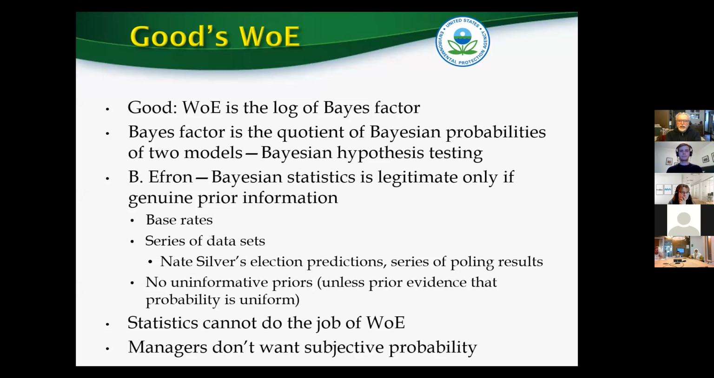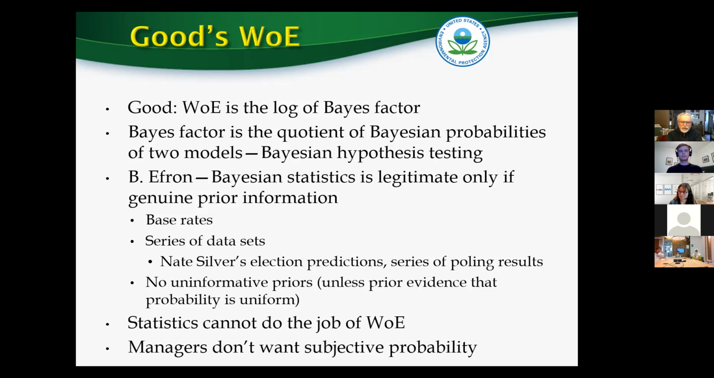In particular, you need to have legitimate prior information, such as base rates or a series of data sets, like Nate Silver developed as a way of improving election predictions by using the latest polls to update your estimate that was based on prior polls. And you shouldn't use uninformative priors, which most Bayesians in science do, unless there really is prior evidence that the probability is uniform across treatments or conditions. And really, why would you want to do an analysis if you thought there was nothing going on? So uninformative priors are a serious problem because the prior really does influence and to a certain extent determine the outcome.